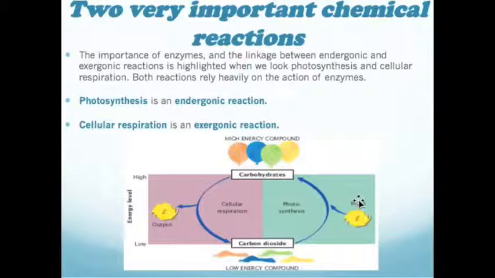So, two very important chemical reactions in life on Earth include photosynthesis and cellular respiration. Photosynthesis is an endergonic reaction and cellular respiration is an exergonic reaction. Both require multiple enzymatic pathways, and in subsequent tutorials we are going to look at them.